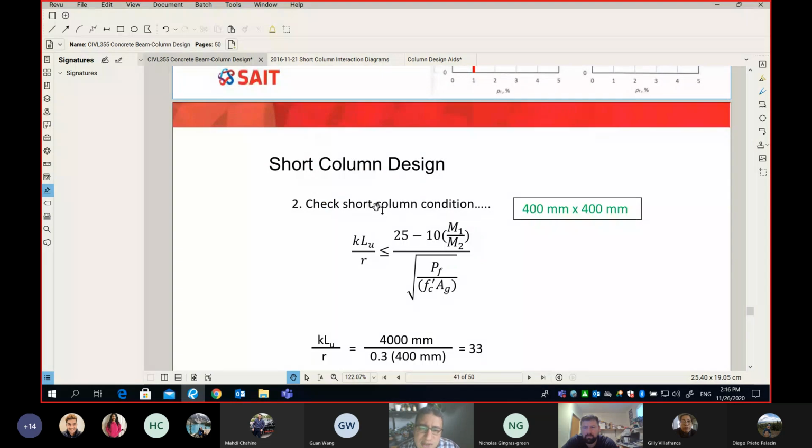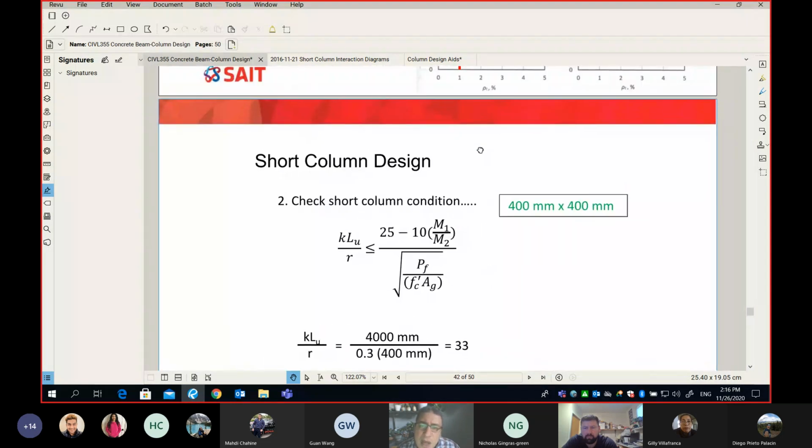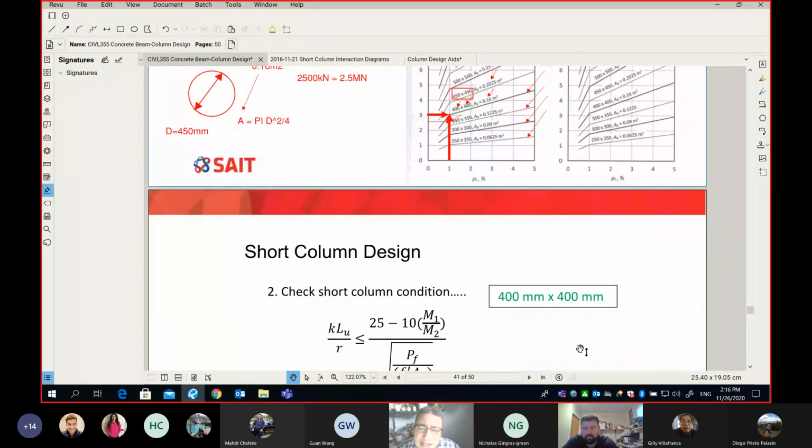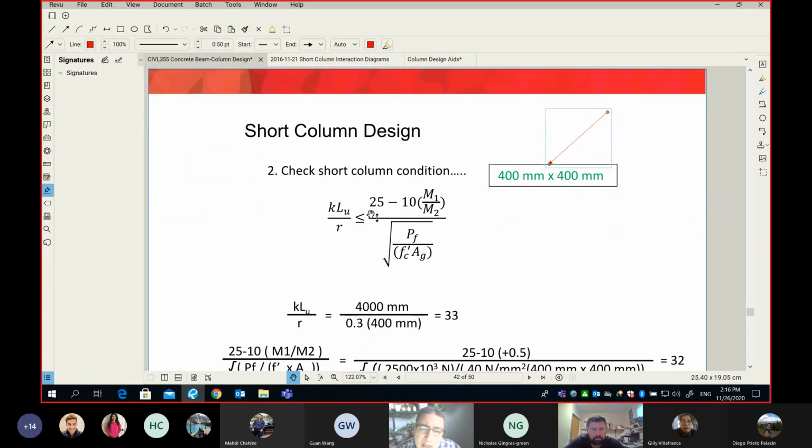You will see here, as soon as I get one dimension for the column, remember, that's not final. This number here is not the final dimension. This is just an initial estimate. It can be right or it can be wrong. So I'm using 400 by 400 right now, and what I will do is simply check this condition here.